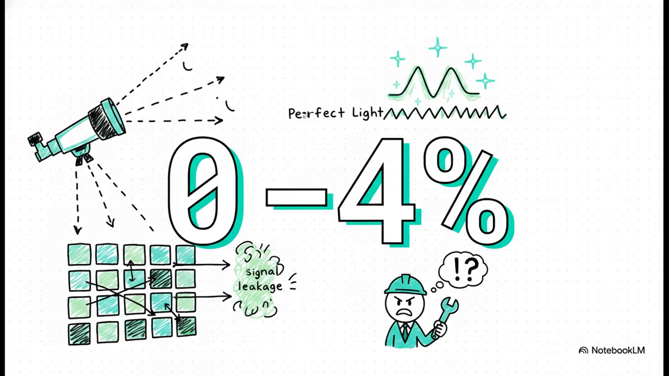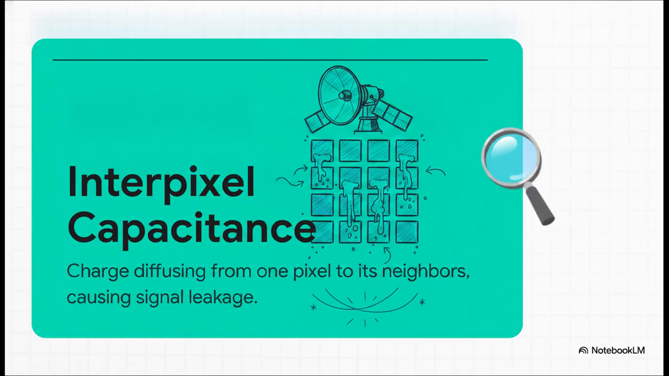And that brings us to a tiny but honestly kind of troublesome number, 0 to 4%. Now, I know that sounds completely insignificant, but this little percentage is a real headache for engineers. It represents the actual amount of signal leakage happening between neighboring pixels on Roman's detector array. The universe might be sending perfect light to the telescope, but the physical hardware on the spacecraft is, well, wonderfully and frustratingly imperfect. So what's causing that 0 to 4% leakage? It's caused by something called interpixel capacitance, or IPC for short.